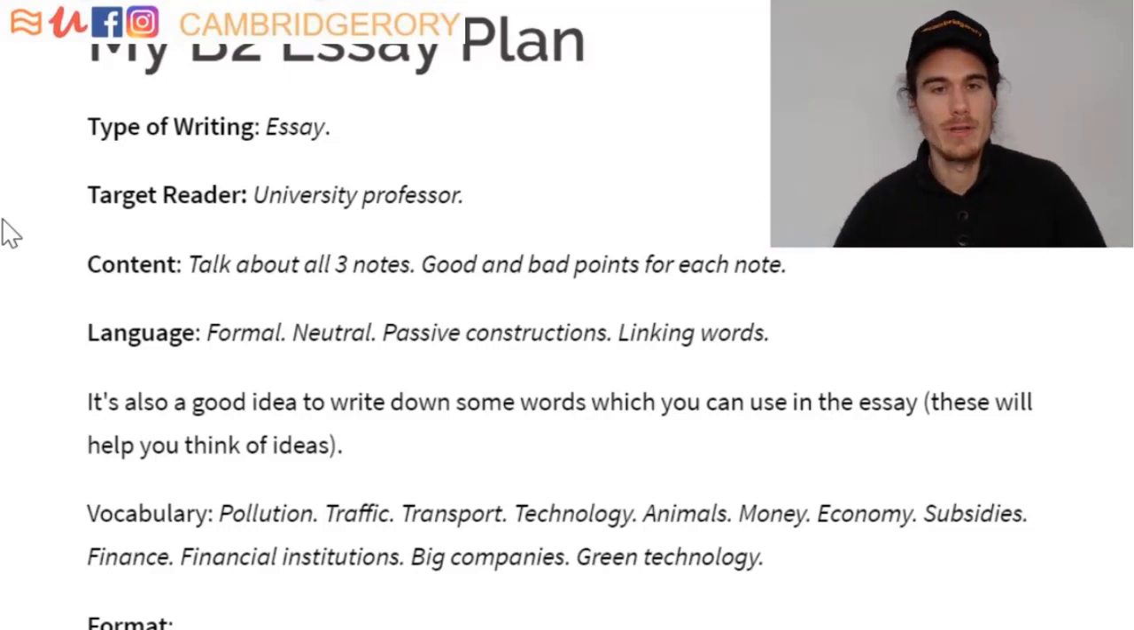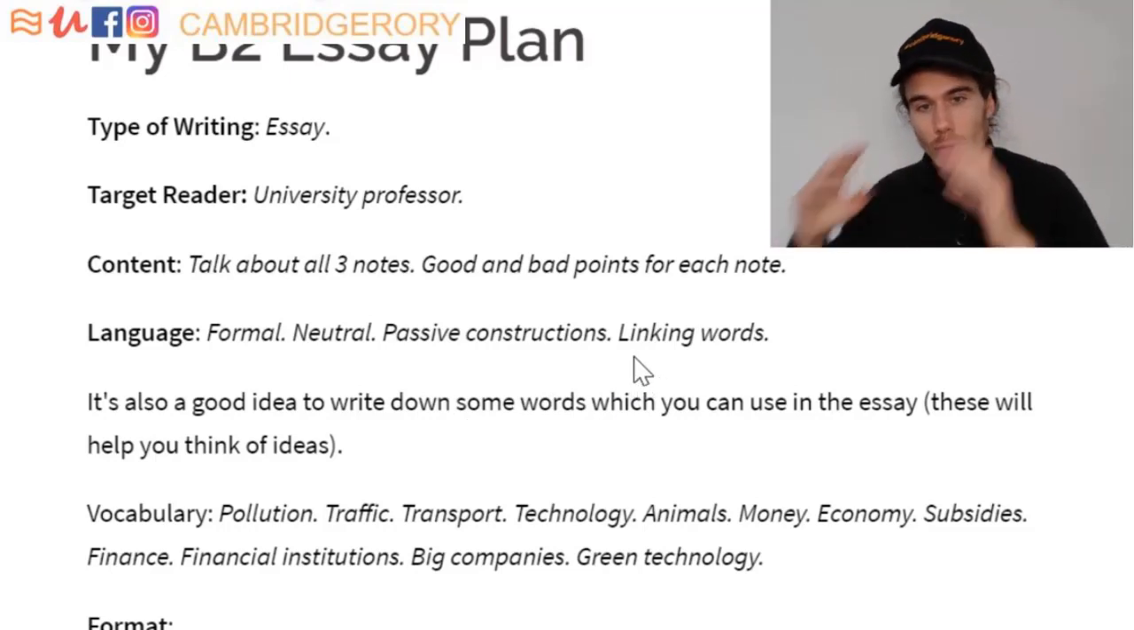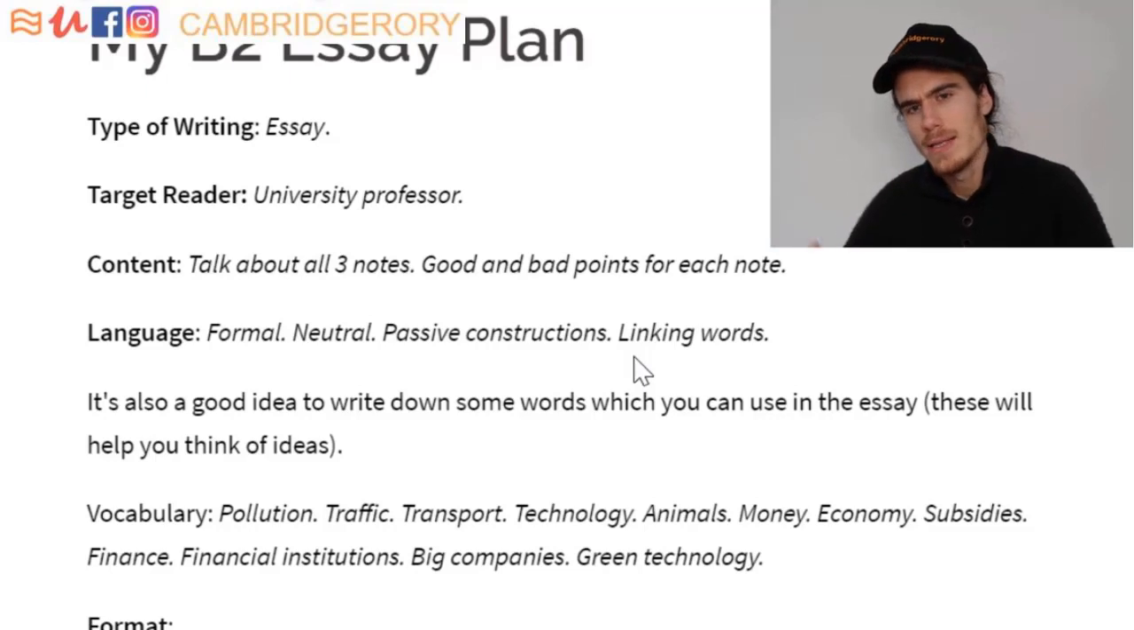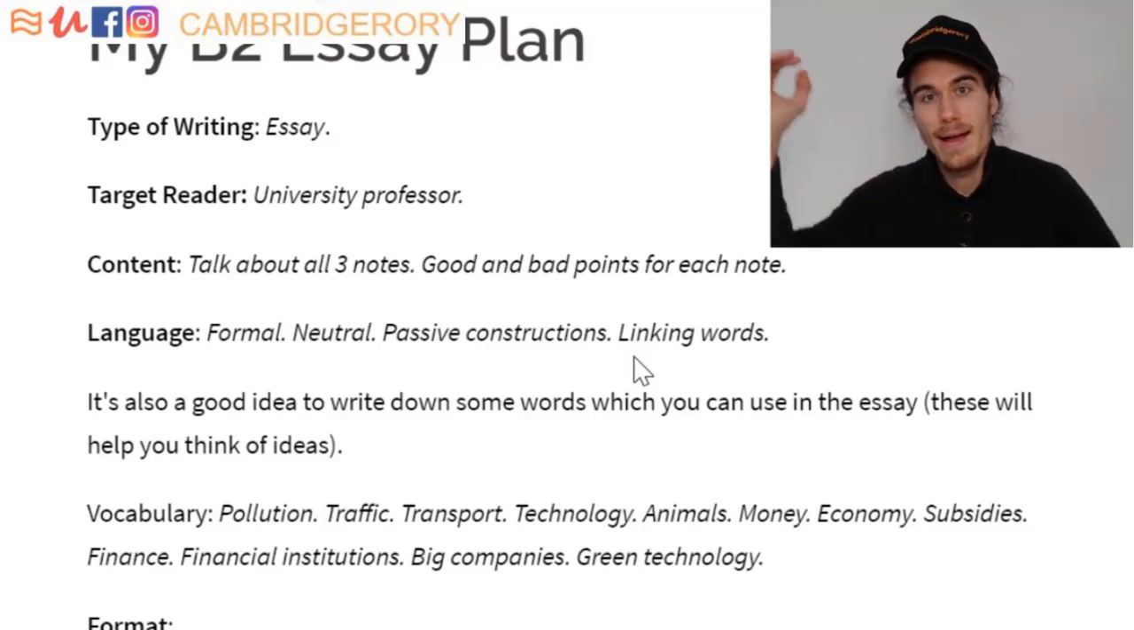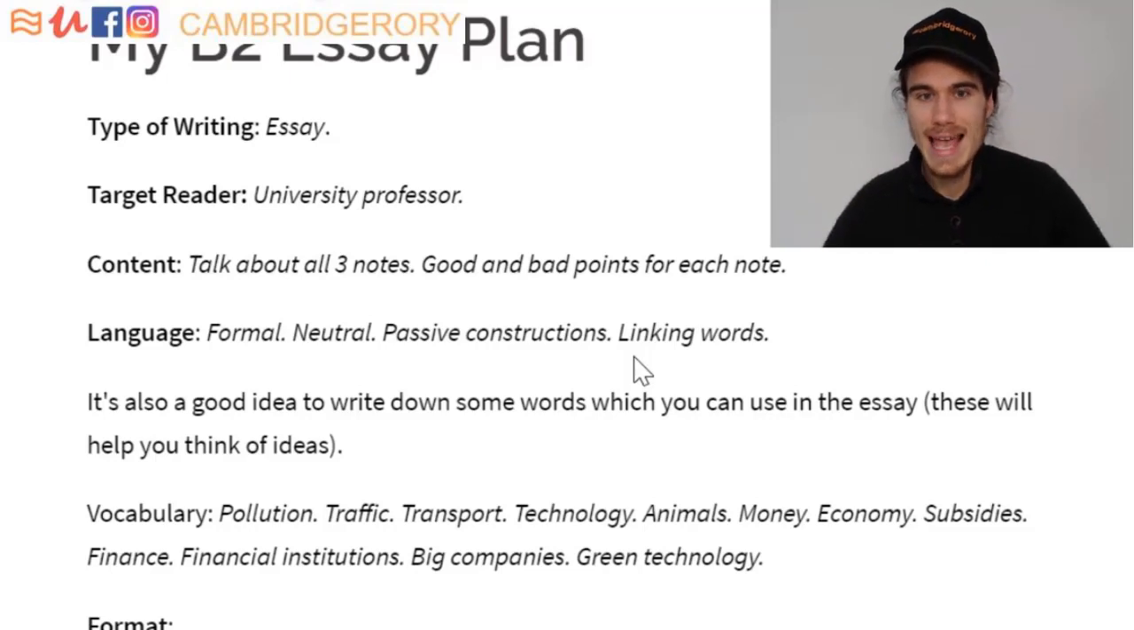But for this essay, I'm going to write good points and bad points for each note. The language should be formal and neutral, and I want to be using passive constructions and linking words. So by writing this in my plan, when I'm writing, it will make me think, okay, so I need to use a passive construction and a linking word. Keep those in my mind, and they are good ways to get higher marks for an FCE essay.